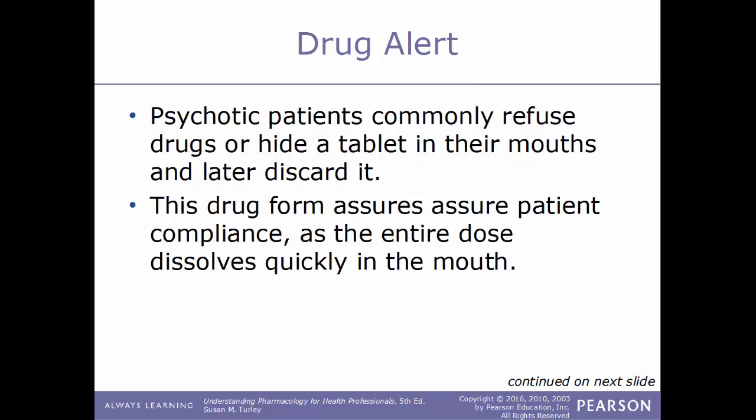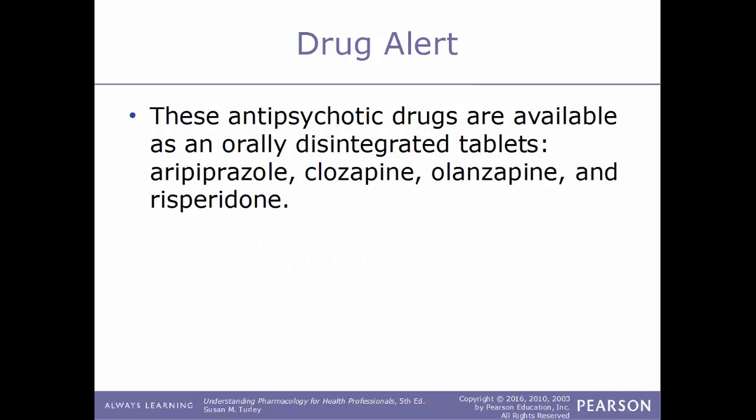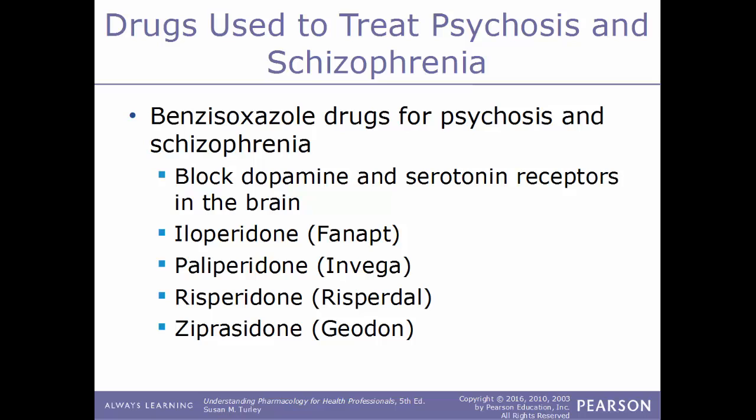Psychotic patients commonly refuse drugs or hide tablets in their mouth and will later discard them. So having a drug in this form, one that would dissolve quickly, assures that the patient will comply with their drugs, as the entire dose will dissolve quickly in the mouth. There are other antipsychotic drugs that are available as an orally disintegrating tablet also, and those include aripiprazole, clozapine, olanzapine, and risperidone.